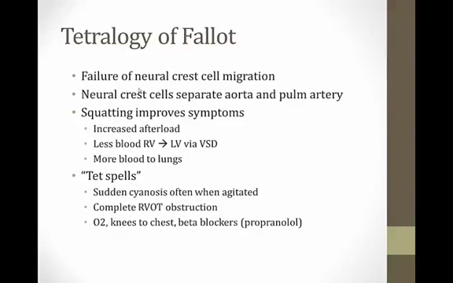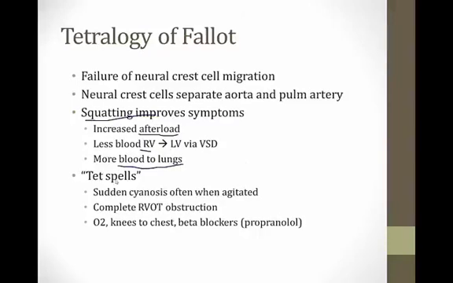Children who have this condition have some peculiar symptoms and physiology you need to know about. When children with this condition squat, it makes them feel better. Why does that happen? When they squat, they kink their femoral arteries, and this increases the afterload. This makes it harder for blood to leave the left ventricle, and therefore it diverts blood across the VSD back to the right ventricle and into the lungs. So when children squat with tetralogy of Fallot, they feel better.